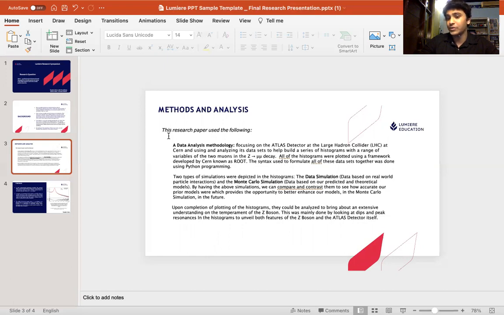In these histograms, there were two types of simulations shown. One was known as the data simulation, which was data based on real-world interactions that we actually observe. The next one is the Monte Carlo simulation, which is a simulation based on predicted models and theories that we predict prior to actually observing real-world data. So by having these two simulations, we can compare and contrast them to see how effective and accurate our theoretical models are and help improve them for future models built on particle interactions. The two simulations may or may not always agree with each other.